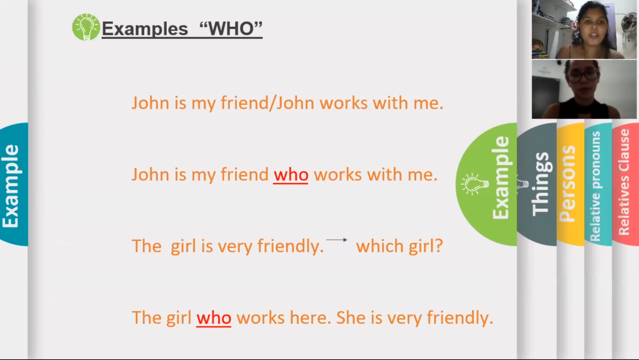Example with who. John is my friend. John works with me. John is my friend who works with me. In this case, the pronoun who can link the sentences. The girl is very friendly. Which girl? The girl who works here. She is very friendly.